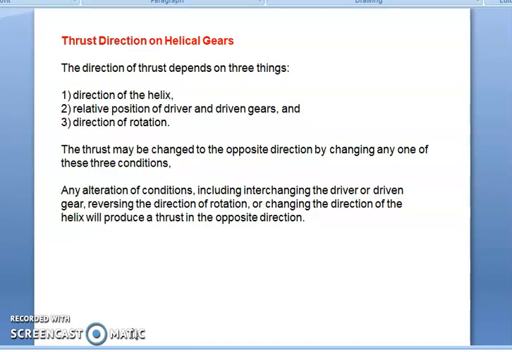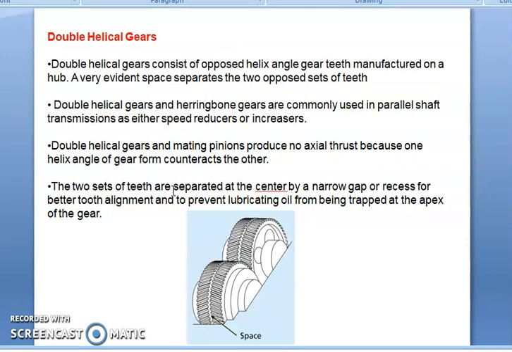Thrust directions on helical gears. The change of thrust direction on a helical gear drive is based on some factors like the direction of the helix, the relative position of the driver and driven gear, and the direction of rotation. Actually, the thrust may be changed to the opposite direction by changing any one of these three conditions: interchanging the driver and the driven gear, reversing the direction of rotation, or changing the direction of the helix will produce a thrust in the opposite direction.